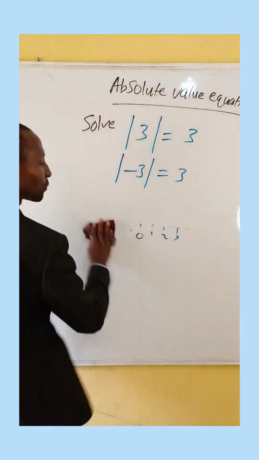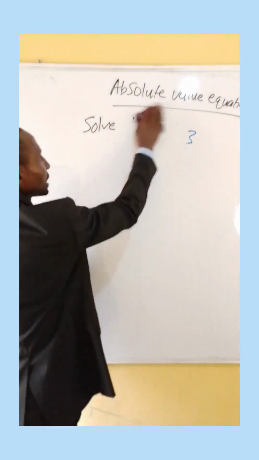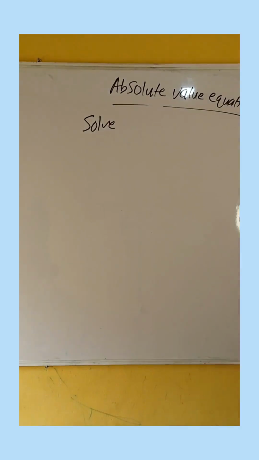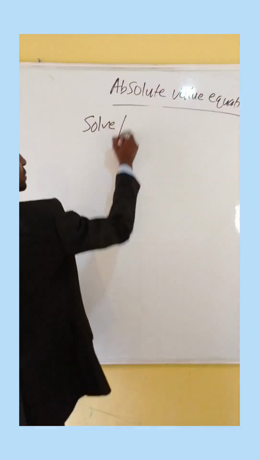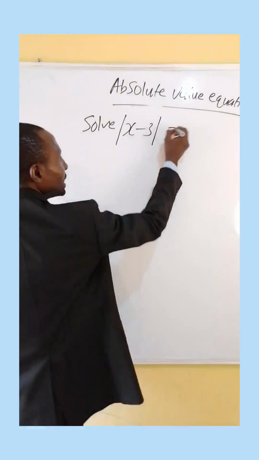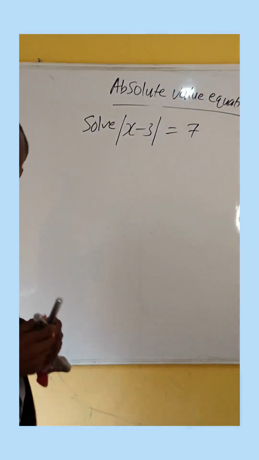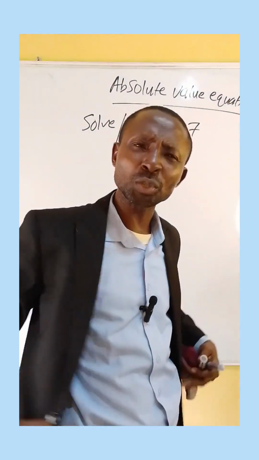Now let's take an equation. They ask us to solve. We have a question here, and we're asked to solve. So look at the question I'm given. I'm given the absolute value of x minus 3 equals 7. And I'm asked to solve this. So just ask yourself, what do we do?